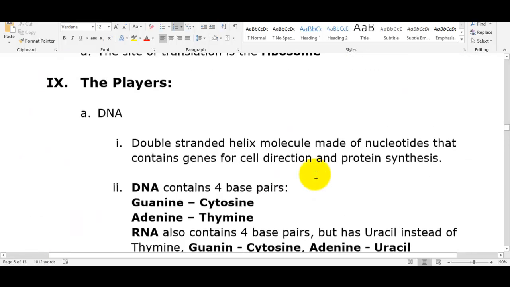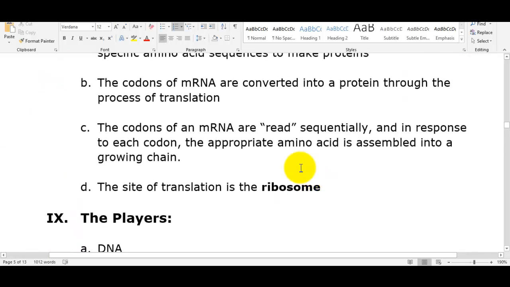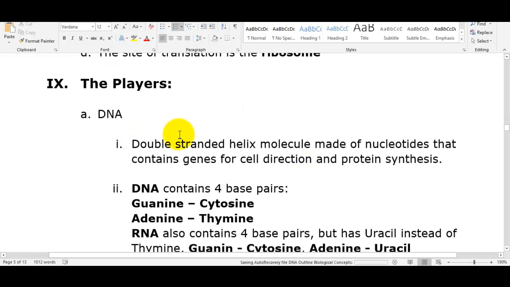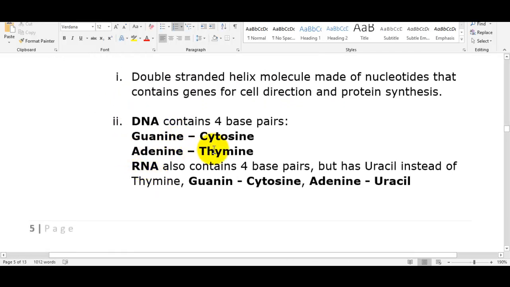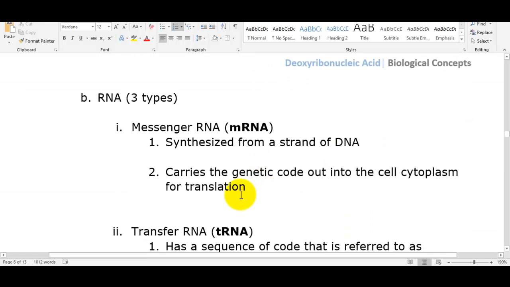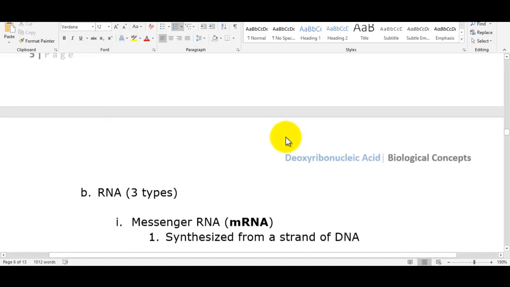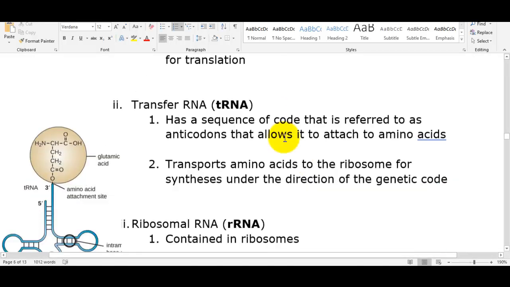The last part of this video, you do have to know what are called the players. So you have DNA, which we already covered, double-stranded. Here are the base pairs. RNA also has 4 base pairs, but has uracil instead of thymine. I kind of beat that to death. Here's the normal base pairing, and it's vice versa as well. There are 3 kinds of RNA. There's messenger RNA, which is a strand, a copy of a DNA gene or section. It's a strand of base pairs in the form of codons.